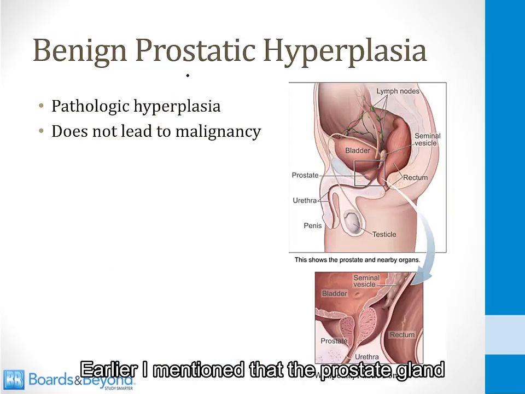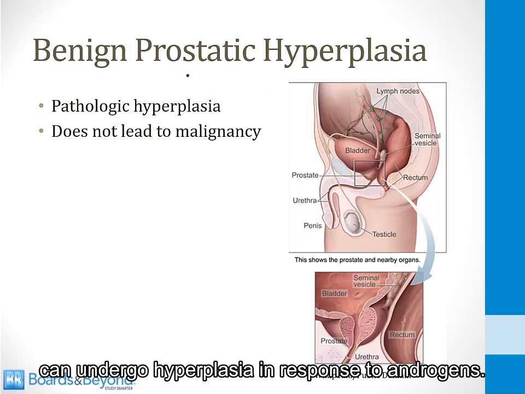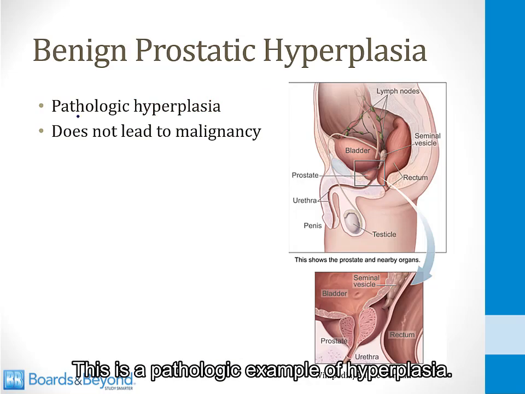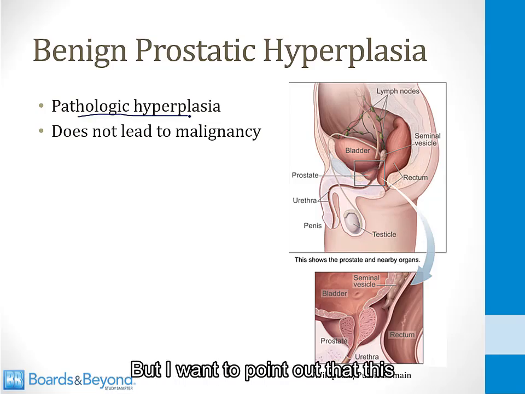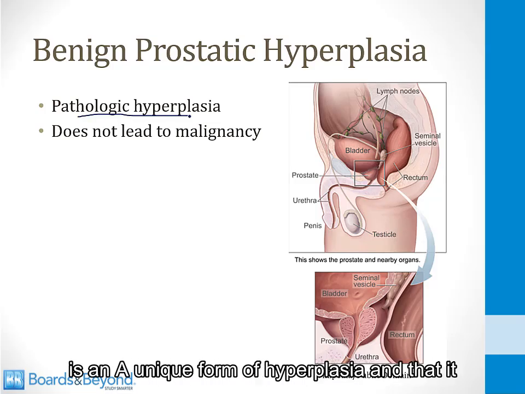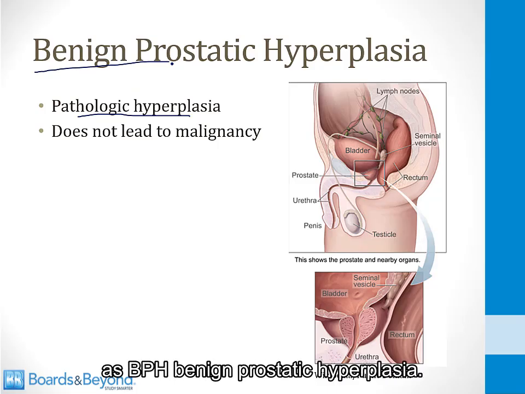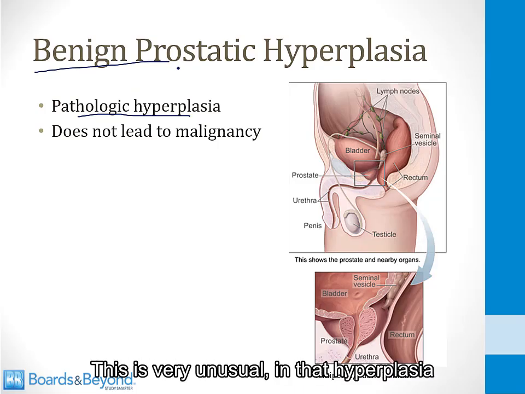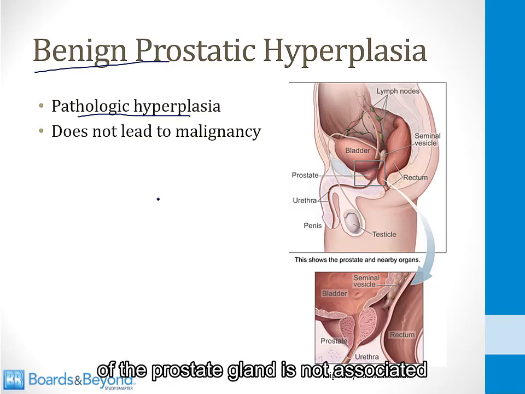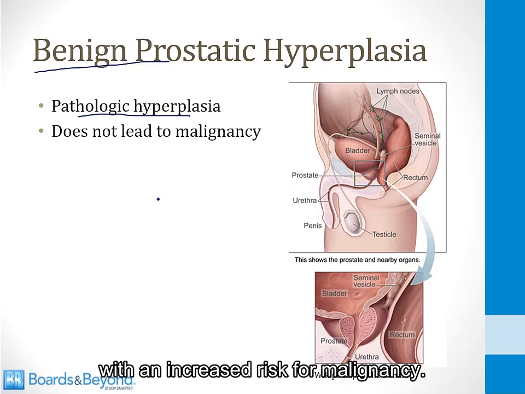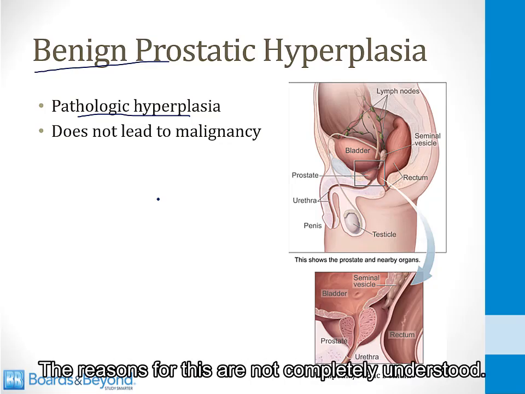Earlier, I mentioned that the prostate gland can undergo hyperplasia in response to androgens. This is a pathologic example of hyperplasia. But I want to point out that this is a unique form of hyperplasia in that it is benign and does not lead to malignancy. That's why it's referred to as BPH, or benign prostatic hyperplasia. This is very unusual in that hyperplasia of the prostate gland is not associated with an increased risk for malignancy. The reasons for this are not completely understood.